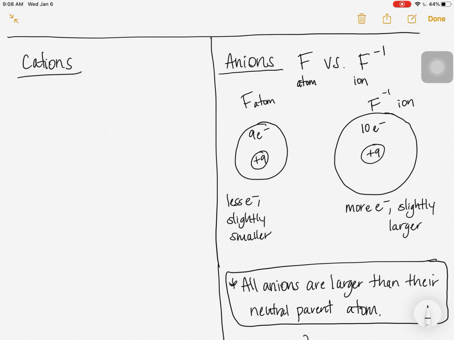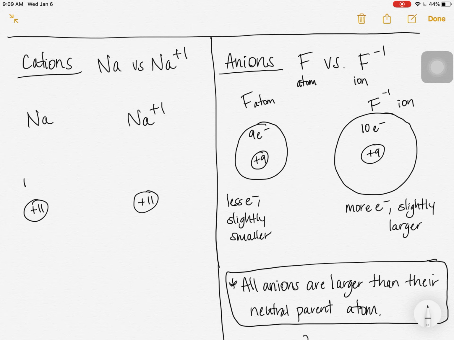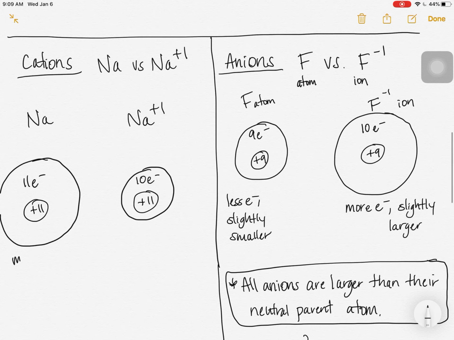Okay, so you might guess that cations are probably the reverse. Here's my example. If I compare sodium versus sodium +1, it's the same rationale. If I draw my picture, here's the sodium atom, here's sodium +1. Sodium has 11 protons in the nucleus, so regular sodium is pulling on 11 electrons, but sodium +1 has lost an electron, so it's only pulling on 10 electrons. Again, this example over here has 1 extra electron to pull, and so it's going to be a little bit larger.